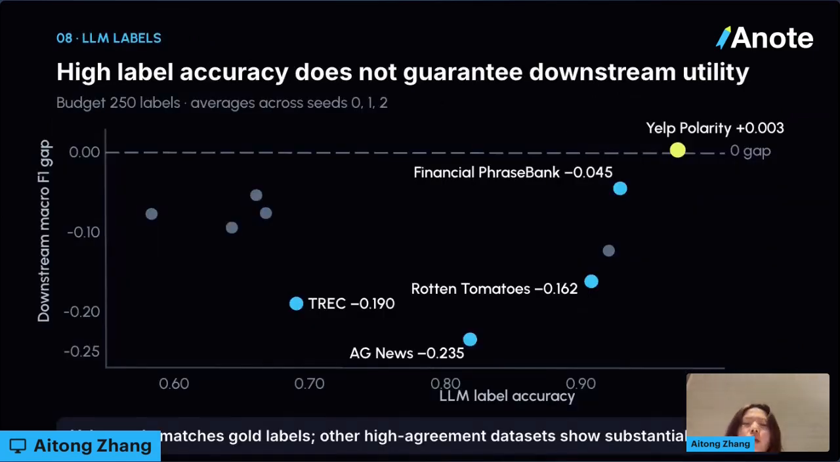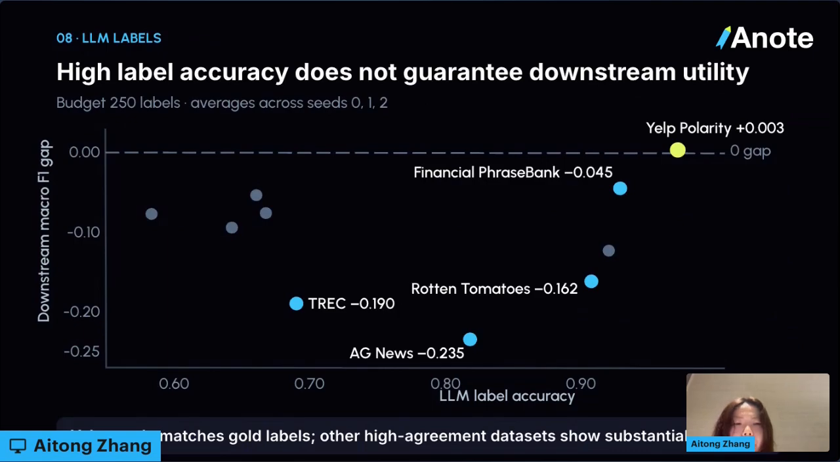This brings us to the LLM extension. In these figures, the horizontal axis shows the agreement with gold labels, and the vertical axis shows the downstream F1 gap from the best gold label strategy at the same budget. If accuracy determined downstream utility, high agreement datasets would all sit near the zero line, but they do not.